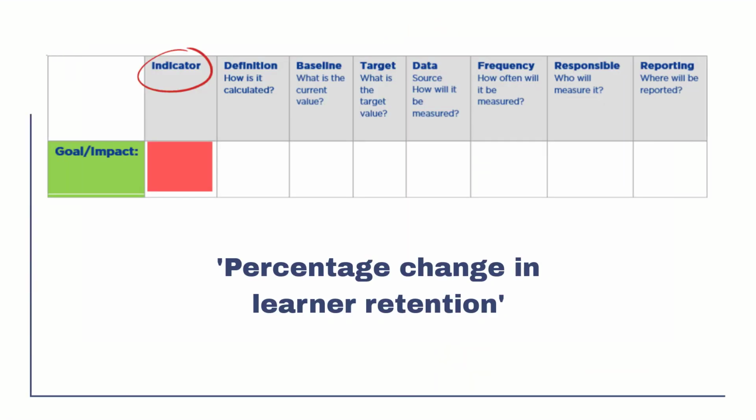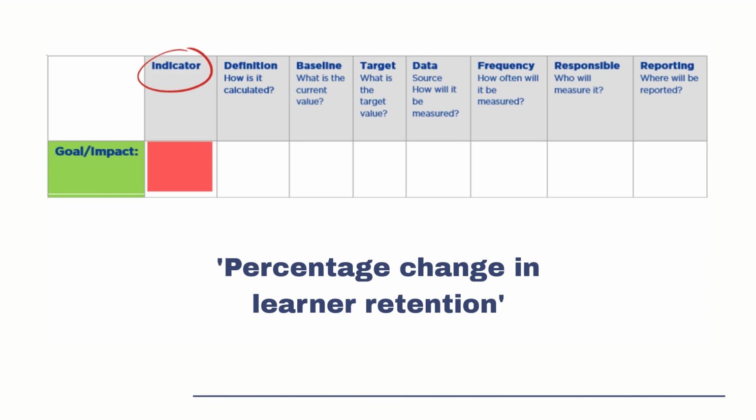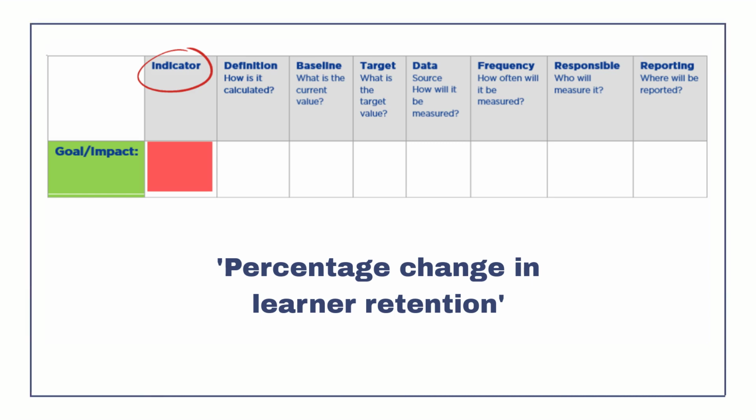A percentage change in learner retention is an indicator that you might use to measure the quality of your program. Collaboratively, as an organization or group of organizations, you can decide how you will collect data against this indicator. Now let's put this into practice.